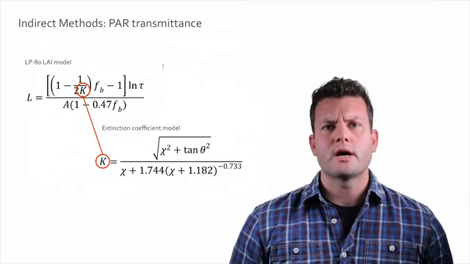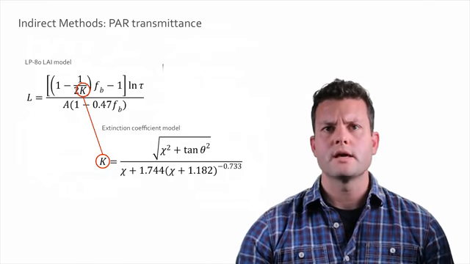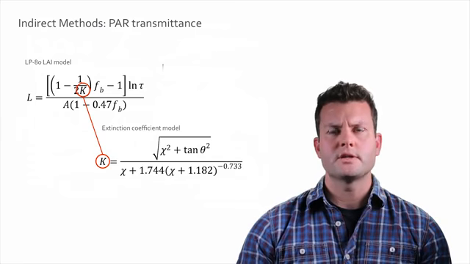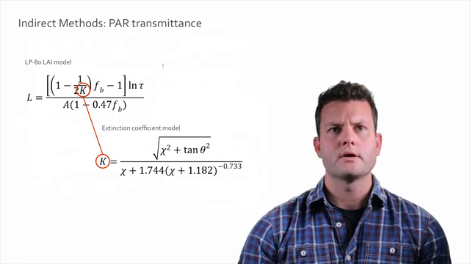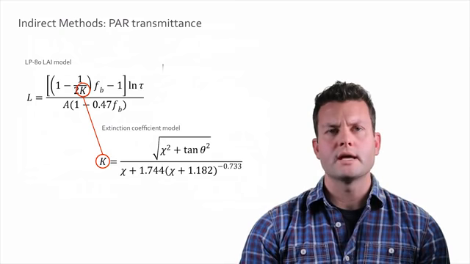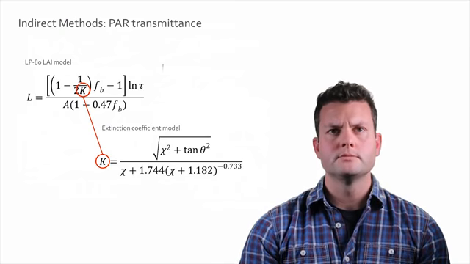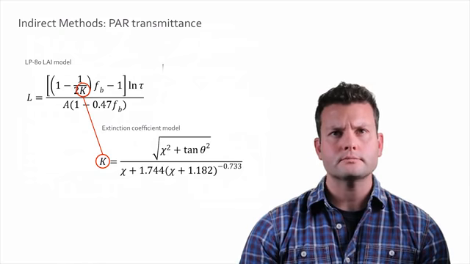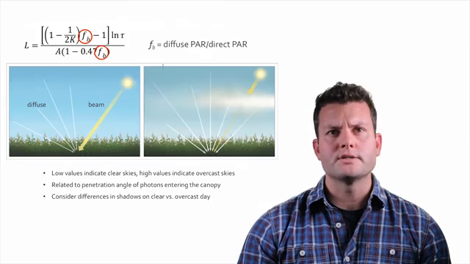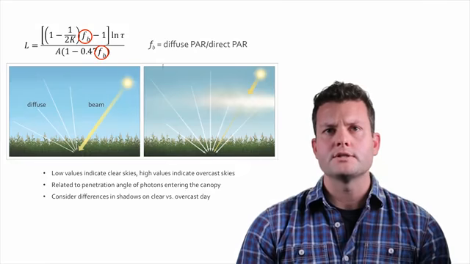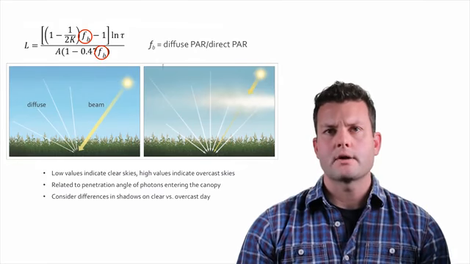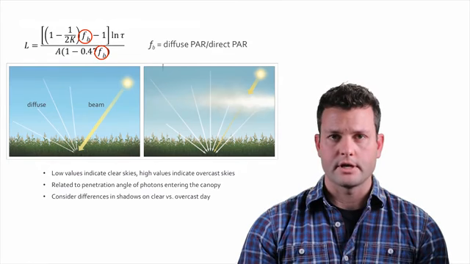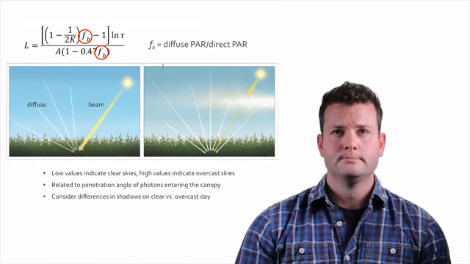Okay, so we've talked about chi, or leaf angle distribution, and then theta, or solar zenith angle. So now we've got the extinction coefficient model taken care of. There's a few more terms in the LAI model in the upper portion that I'd like to go through. So the first one is F sub B, and F sub B is beam fraction, and it's calculated as the ratio between diffuse PAR, or photosynthetically active radiation, and direct PAR.